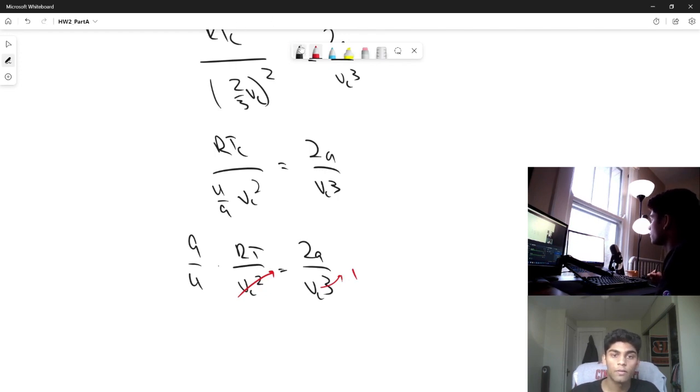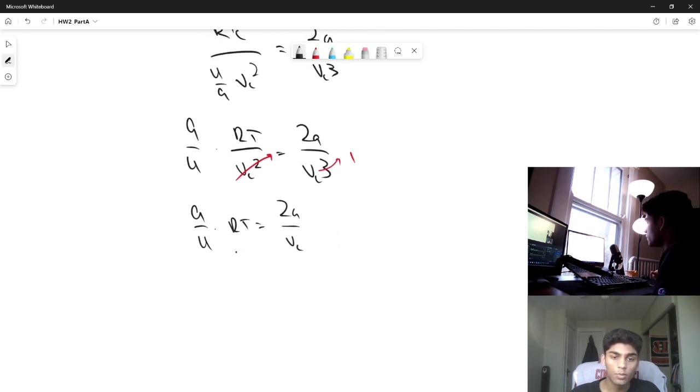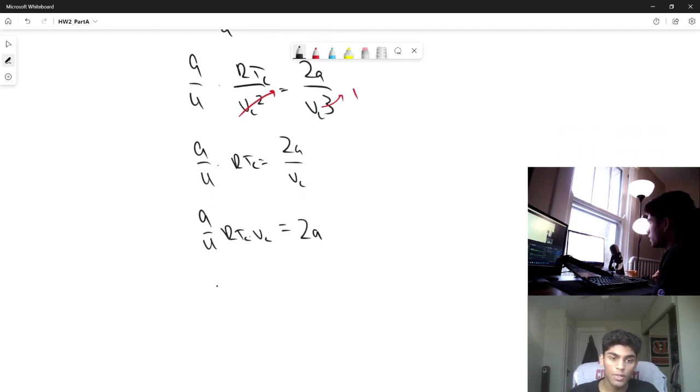So now we have 9/4 RTc equals 2a over Vc. And now we can multiply both sides by Vc. 9/4 RTc times Vc. Well, remember, that's also critical temperature. Sorry, forgot to follow that through. Equals 2a. And now we can multiply both sides by 1/2. So now this becomes 9/8 R times critical temperature times critical volume equals a.